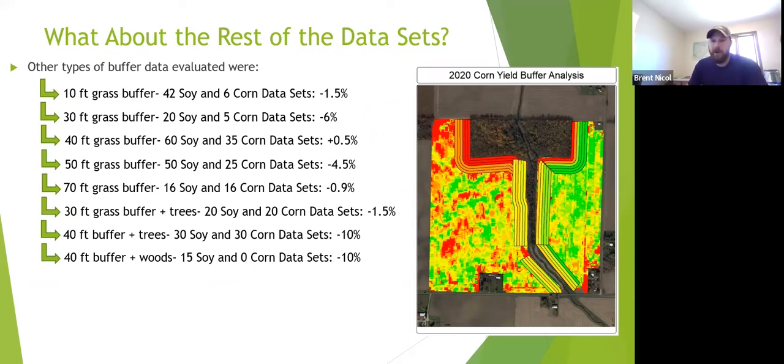You can see, however, that there is a 10% yield drag when looking at these last two buffer types on the list, the 40 foot buffer plus trees and the 40 foot buffer plus woods. So this is actually consistent with the findings from the buffer analysis that we ran on the woods in the previous slide. These two types of buffers actually start 40 feet out from the woods or the trees. So we're actually looking at a 40 to 80 foot buffer strip when looking at these two data sets.